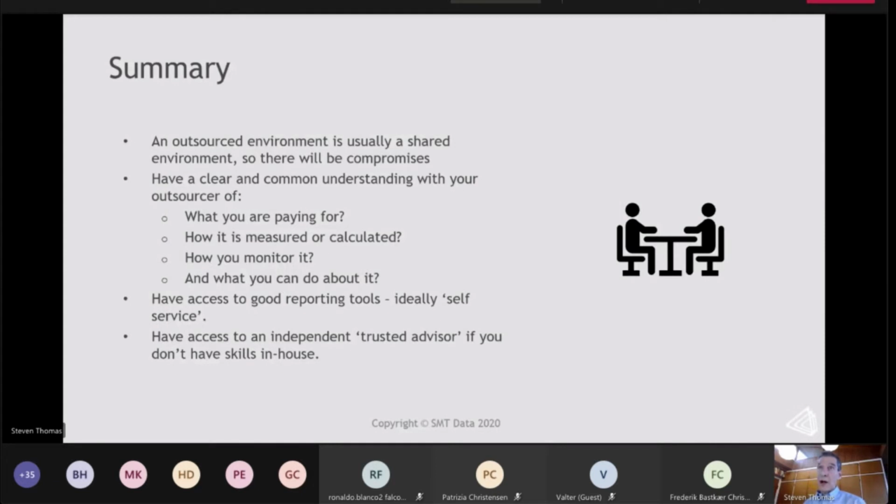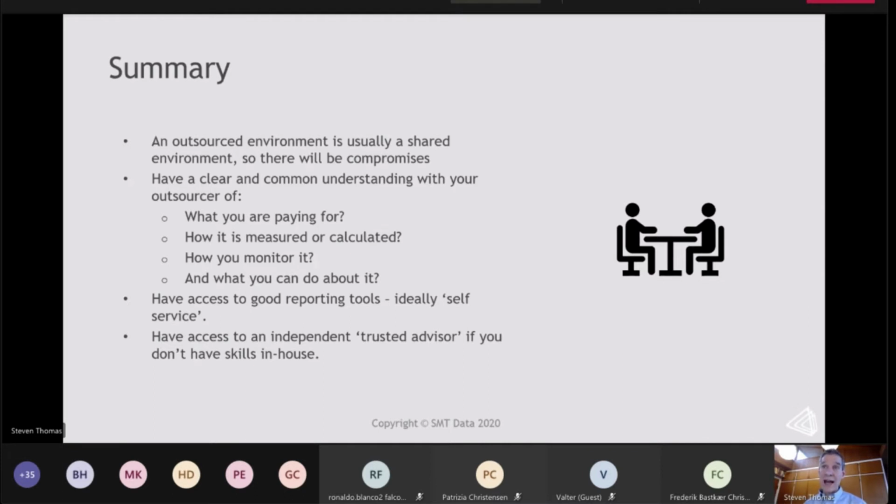So in summary, this is an outsourced environment. It's going to be a shared environment. There will be compromises. You do have to be aware of that. You do get a lot of benefits from sharing a large platform with other people, but there are also going to be compromises. It's really important to have a clear and common, documented understanding with your outsourcer of what you are paying for, how it is measured or calculated, how you monitor it, and what you can do about it. As you see your bill increasing, what's your ability to go in and react to that, understand the root cause and do something about the root cause.